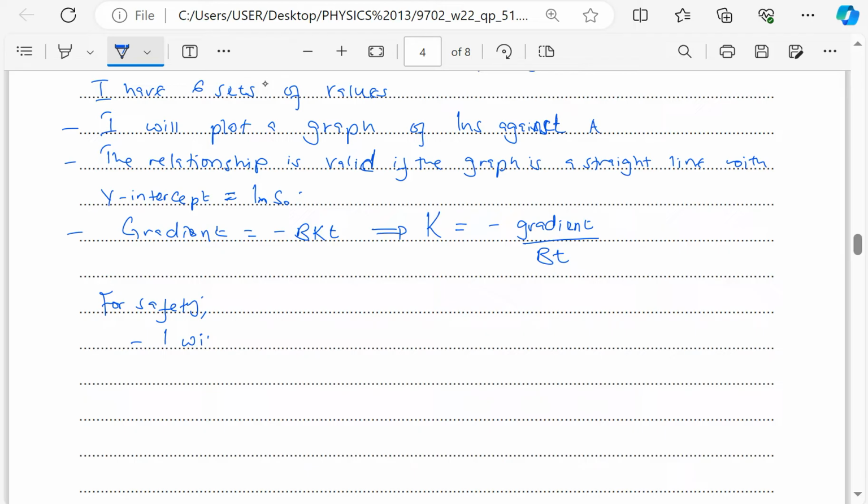So I'll say I will place a sand tray, or you could place a cushion below the sheet, just in case the sheet falls.